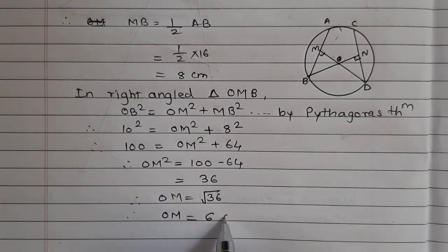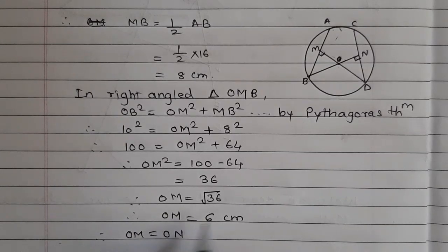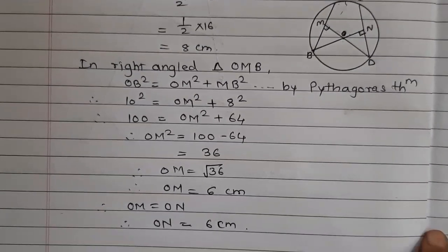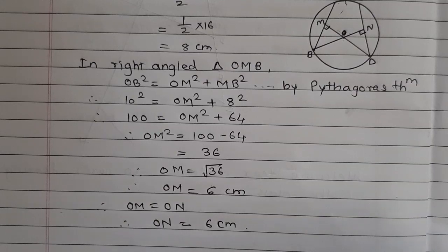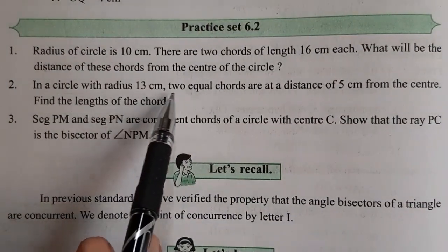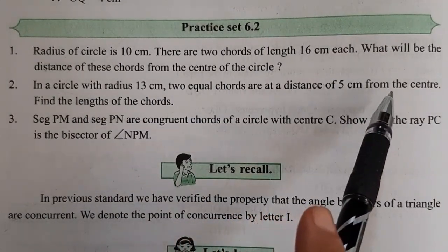So we get OM equals 6 centimeters. The congruent chords are equidistant from the center of the circle. Therefore OM equals ON. But OM is 6 centimeters, therefore ON is also 6 centimeters. So the distance of the given chords from the center of the circle is 6 centimeters. Okay, understood? Now we will solve the second example. See the second example. In a circle with radius 13 centimeters, two equal chords are at a distance of 5 centimeters from the center.